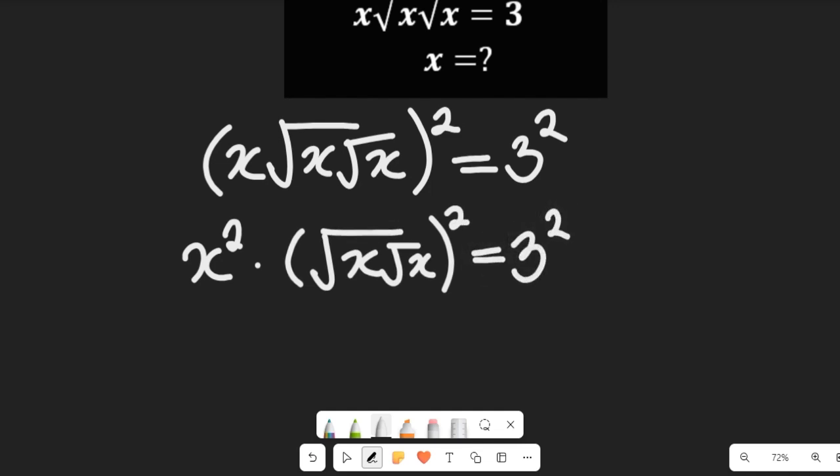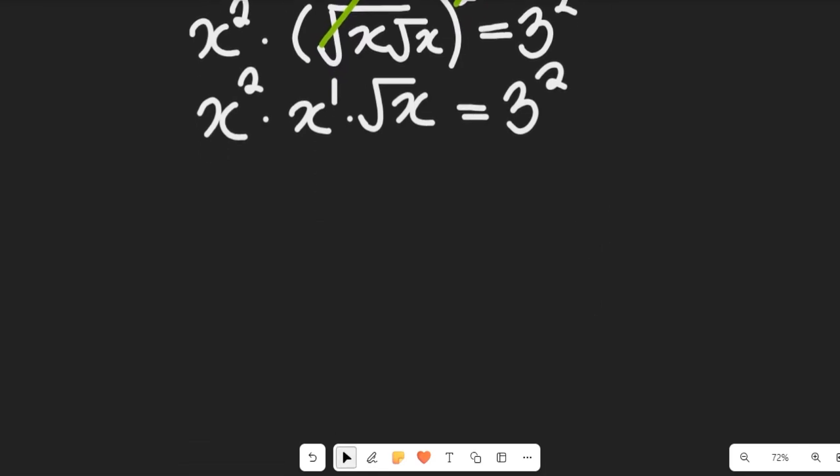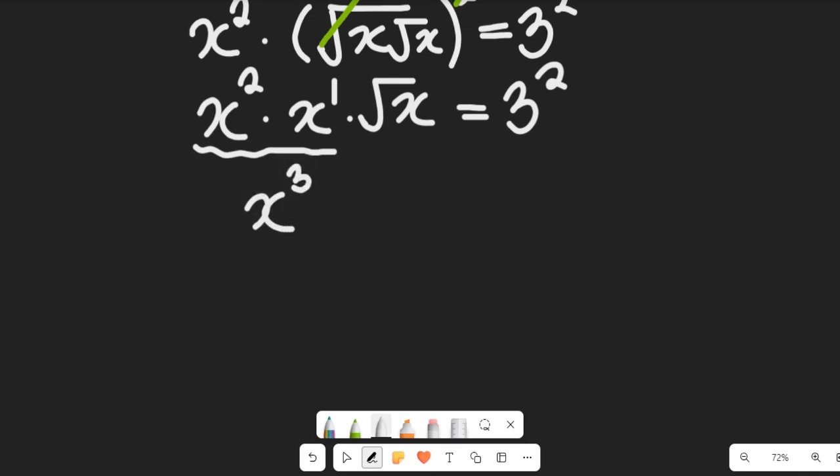Now from this expression, you see that this square will clear this square root, and then we'll be left with x to the power of 2 multiplied by x to the power of 1 multiplied by the square root of x, and this will be equal to 3 to the power of 2. Now in the next step, we're going to consider clearing the square root. But before that, we can use the laws of indices on this. And when we use the multiplication law of indices, remember the exponents will have to add up. And that will give us x to the power of 3 multiplied by the square root of x equal to 3 to the power of 2.